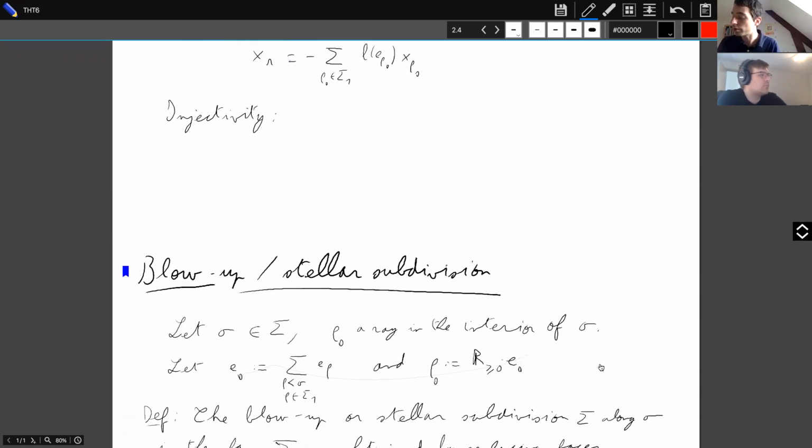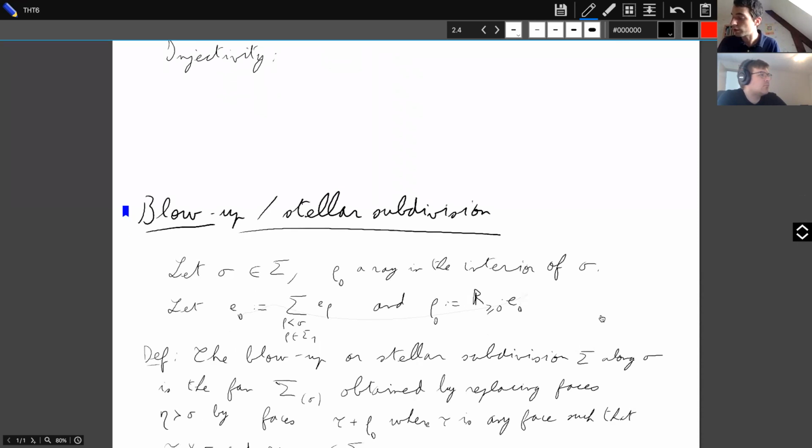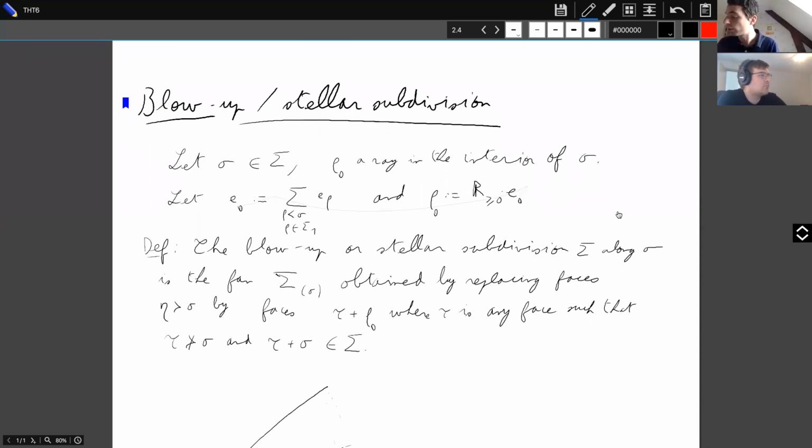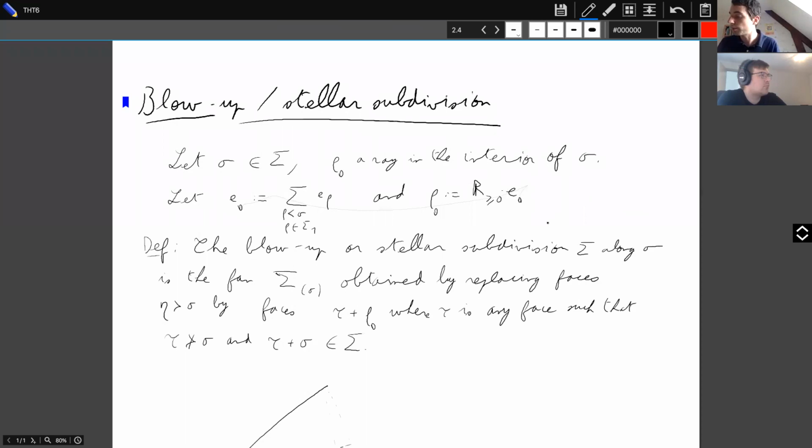Now we have another operation we understand well, which does not change the support. So if you have a face sigma, and you take the ray rho 0 in the interior of sigma that I define like that. So you have your fan like that. I have the rays. For each ray, I have the unit vector. I just take the sum of the unit vectors, and I take the ray which goes through this sum.